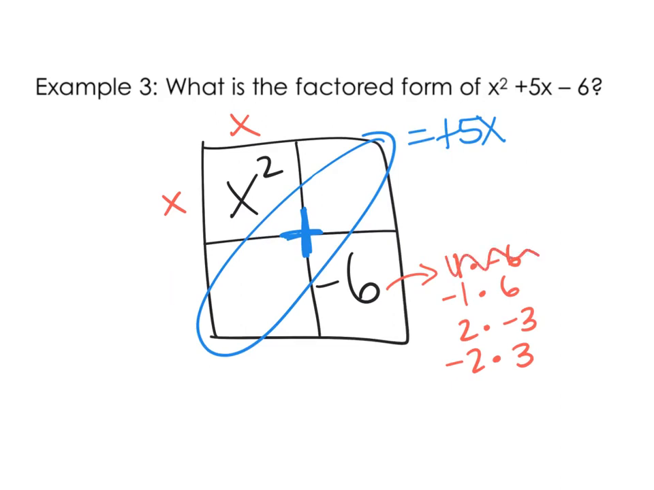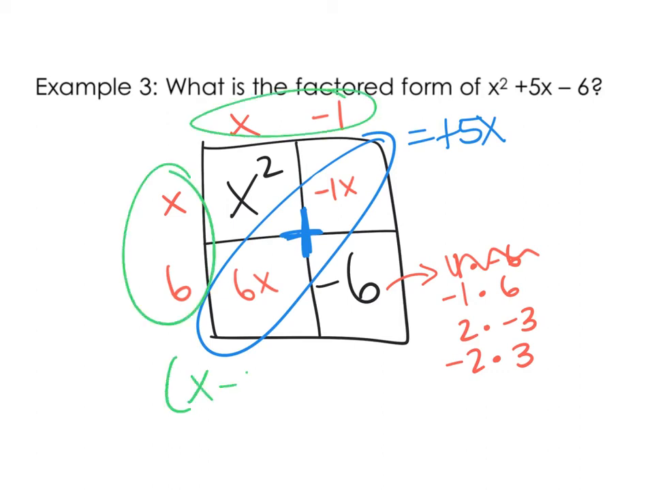So this first option did not work. I'm going to cross that one off, and I'm going to go to the second one. Let's try that negative 1 and positive 6 this time. So negative 1 times x gives me a negative 1x, and 6 times x gives me a 6x. So 6x plus a negative 1x does give me that positive 5x that I'm looking for. So I found my answer right here, x minus 1 and an x plus 6. Notice that was super close to my first option that I tried, but it did not give me the correct signs. So I had to change my option and see which one worked.